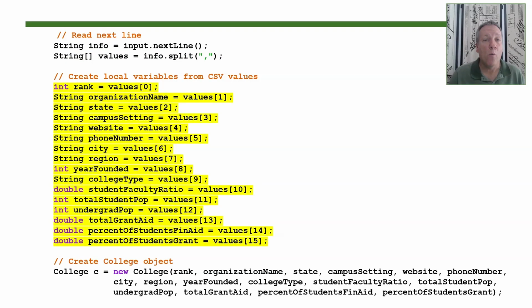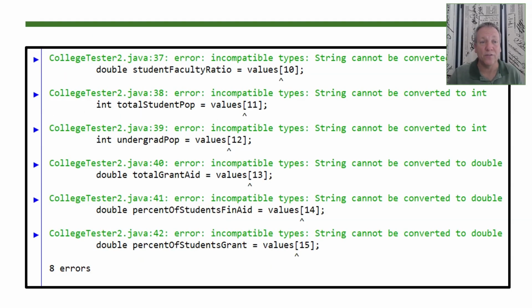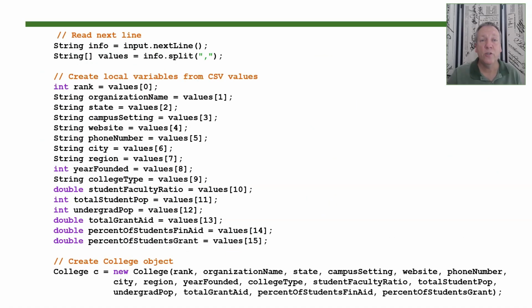Now, I want to create local variables that I can use to construct my college object. But the problem is when I did that and I tried to create a college object, I got these errors. I got incompatible types because my local variables were not only strings, they were doubles and ints, but everything in my array is strings. So back to our program, here we have all of our local variables that we want to use to store the values from our CSV file.